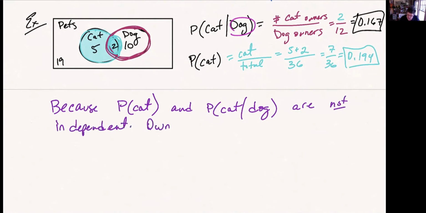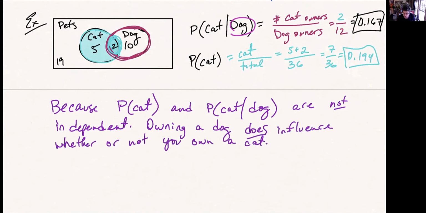Okay, so what that means is owning a dog does influence whether or not you own a cat. Another way to think about determining independence and dependence is, what we did is we changed the denominator. With the probability of cat, we're looking at everybody: what's the probability you own a cat? Versus out of just dog owners, what's the probability you own a cat? So we changed the denominator, and that changed the probability. Changing the denominator changes the probability, which is what tells us they are not independent.